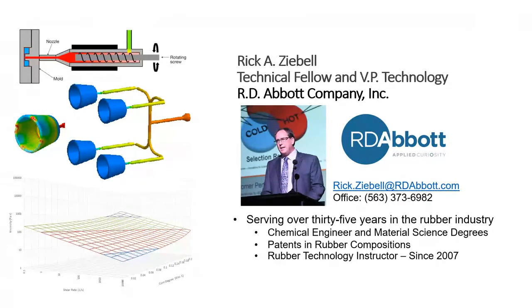So I've been serving the rubber industry for over 35 years. I'm a chemical engineer, and I have material science degrees. So that's an area of rheology that I've studied for most of my career, and I am so happy to have been involved with Alpha or one of their previous names over this past 35 years. Started out with the Monsanto Model 100 rheometer, of course, way back when, right?